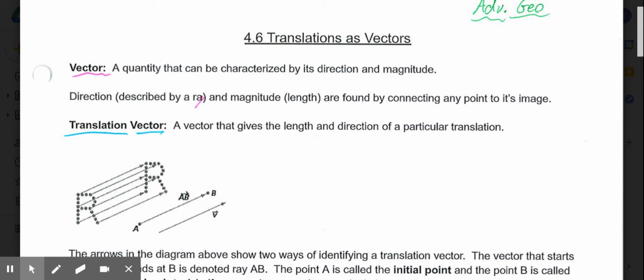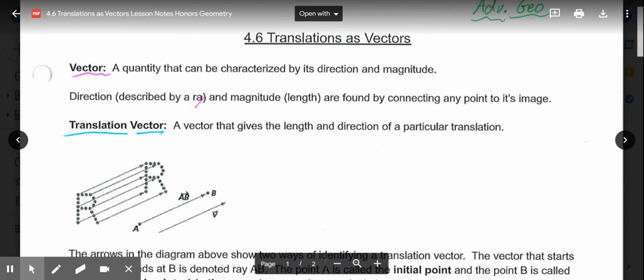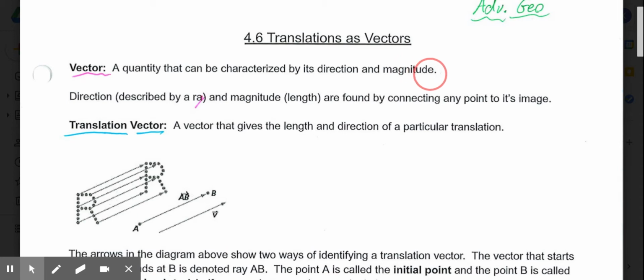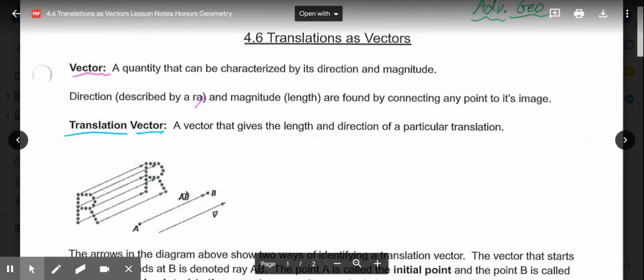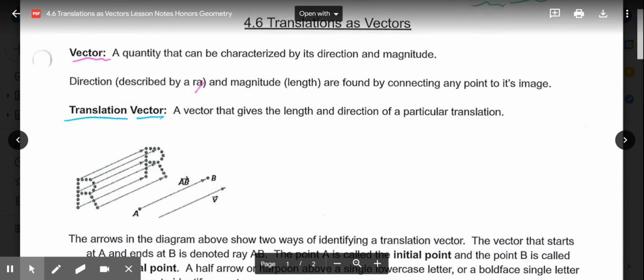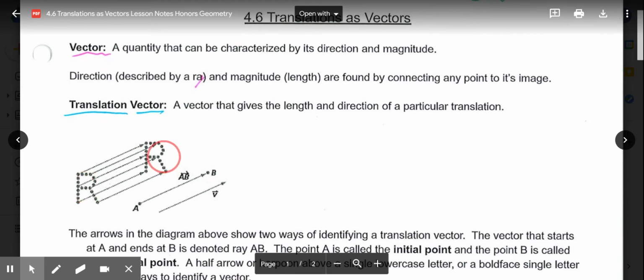And what you can think of as a vector is kind of like a ray, but it tells us the direction and magnitude of a translation. So a quantity that can be characterized by its direction and magnitude, so direction and distance, can be drawn as a vector. Direction is described by the ray, and the magnitude is the length found by connecting any point to its image. So if we're finding a vector from scratch, let's look at the R and the R here.